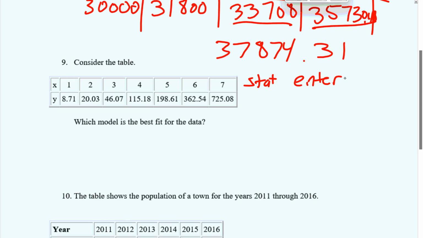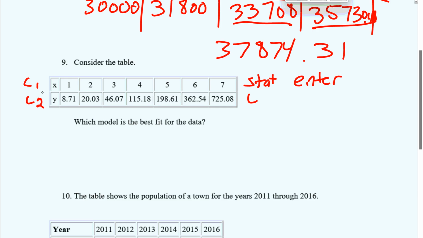And now I have an L1 and L2. And then if I want to clear it, I go up and highlight L1 and hit clear, and then hit enter, and then highlight L2 and hit clear and hit enter. And then I can put these numbers in here, okay? So I want to hit 1, enter, 2, enter, 3, 4, 5, 6, and 7, enter.